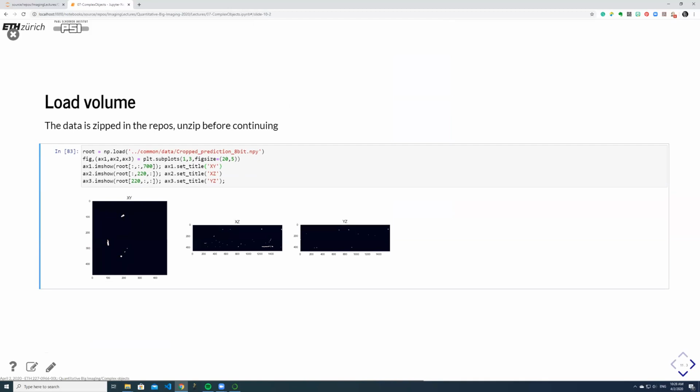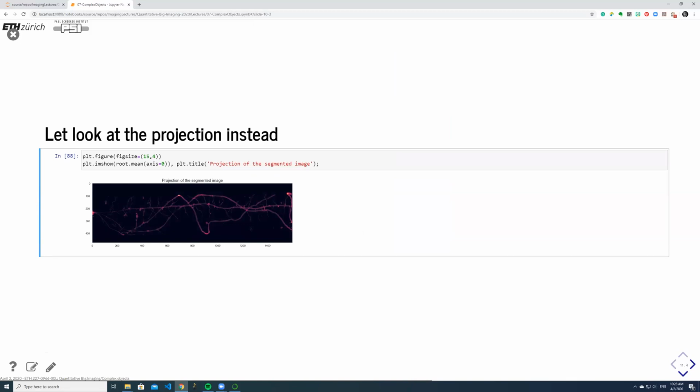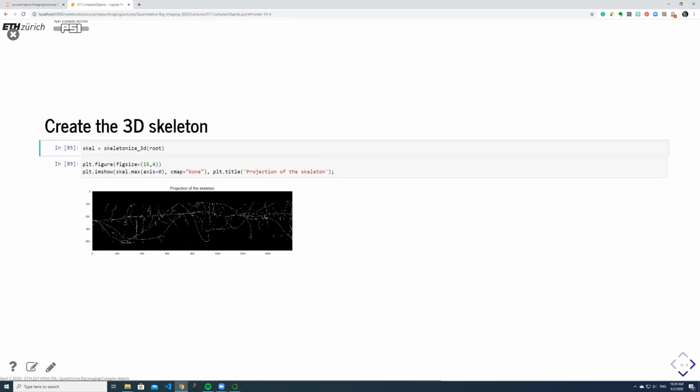And now I loaded a root image, the segmented one, and looking at the single slices, as you can see, it's hard to see in 2D with a thin structure like this. So instead, I did a projection in one direction, and then you can see what the root network looks like. Still, it's not skeletonized yet, so let's do that. I ran this, it took a little while, so I ran it in advance.